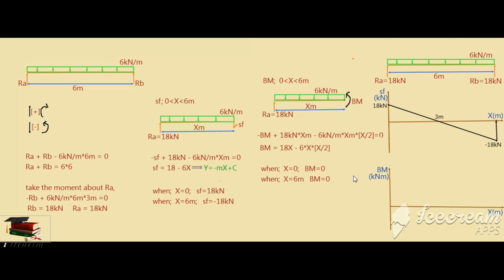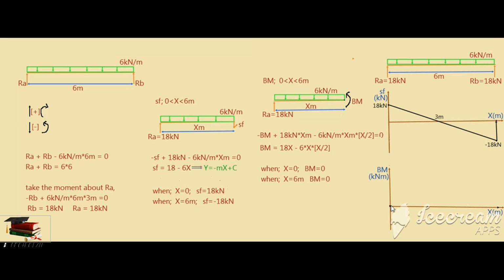Now I am going to draw the bending moment diagram. We have gained two bending moment values here. When x is equal to 0 and when x is equal to 6 meter, the bending moment value is 0. I can put the coordinates here. When x is equal to 0, the bending moment is 0 here. Then when x is equal to 6, the bending moment is 0 here.